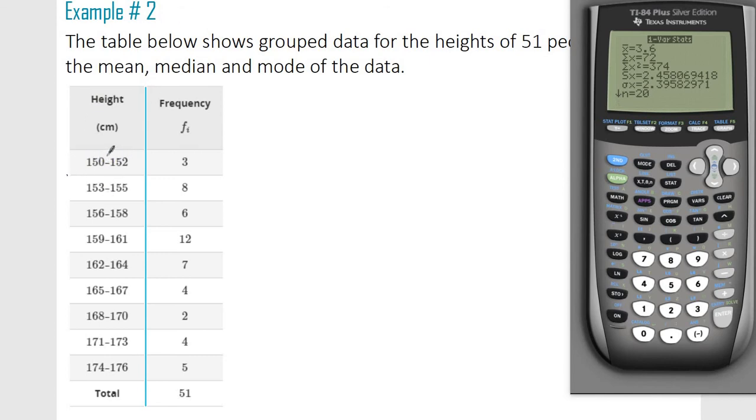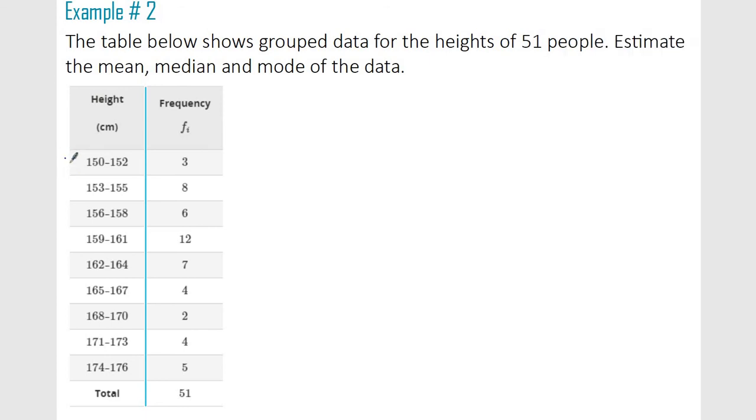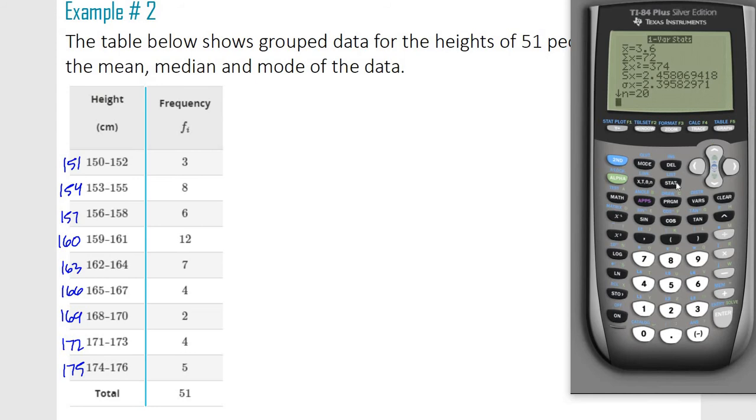So what I mean by that is instead of putting in the height as a range, we're going to put that middle number, which is 151. Then put 154, 157, 160. I hope you're getting the idea now. Then 169, 172, and 175. Okay, so we go to put it in our calculator.